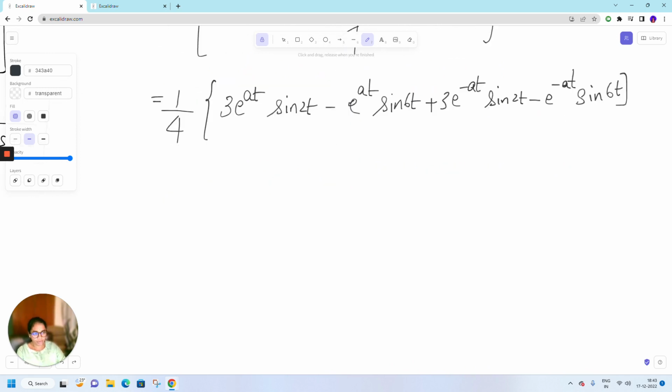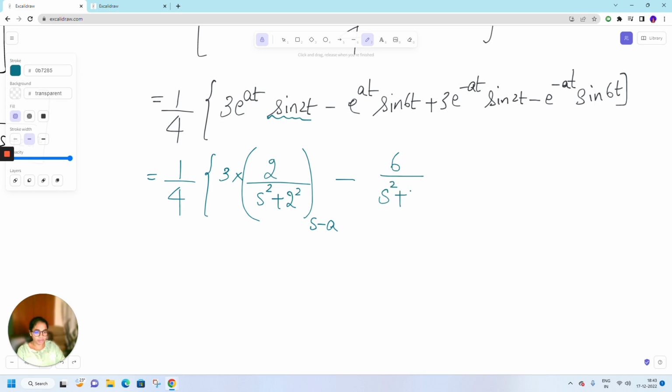Now, for each term, identify what is f of t and apply the shifting property. Yes, so I have 3 into the Laplace transform of sine 2t, which is 2 divided by s square plus 2 square. And you replace s with what? You replace s with s minus a. Okay, and then minus, in place of f of t, I have sine 6t. So I'll get 6 divided by s square plus 36.